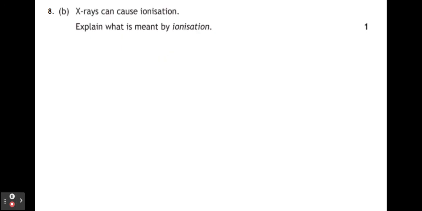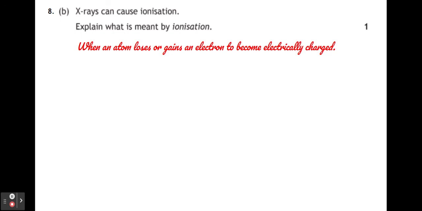And finally, part B. X-rays can cause ionization. Explain what is meant by ionization. So, ionization is what happens when an atom loses or gains an electron to become electrically charged.